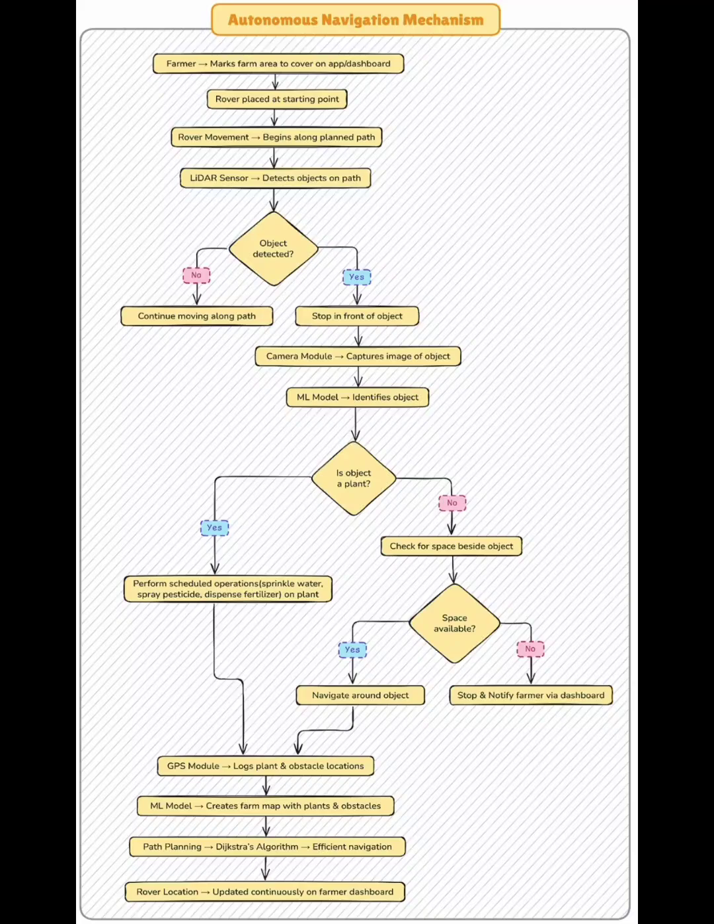If space is available, then it will navigate around the object and the rover location will be continuously uploaded on the farmer dashboard. If no space is available, then it will stop and notify the farmer via the dashboard.